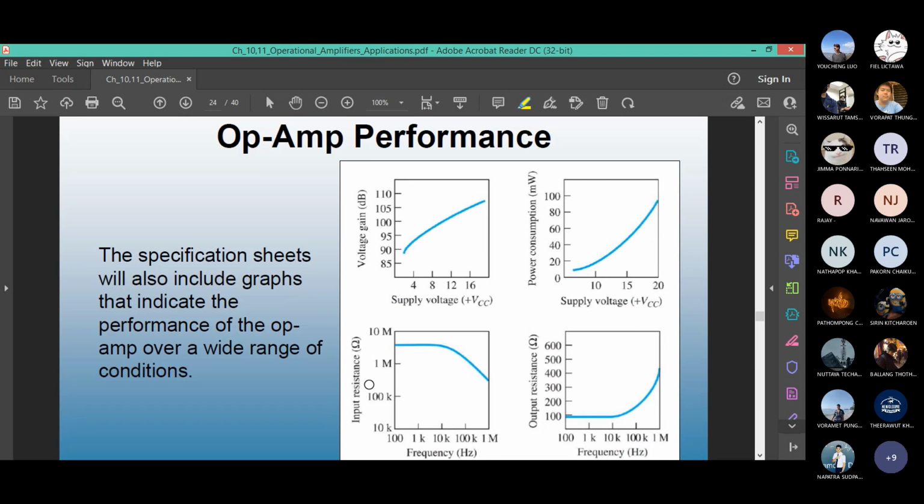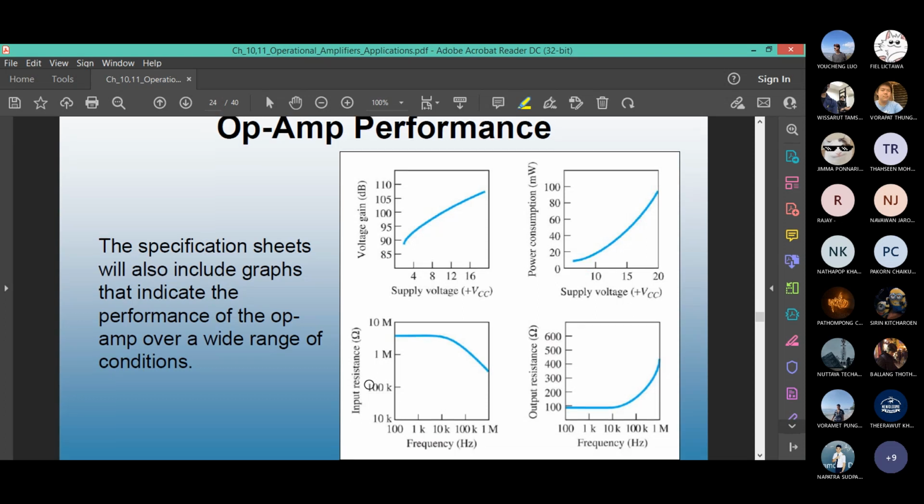These are some performance graphs. If you, for example, increase the supply voltage at a higher VCC, you will get better voltage gain in decibels. But also the power consumption is going to go up. So there's a trade-off. You can get more gain with more VCC, but also the power consumption goes high. You might reach your limit.